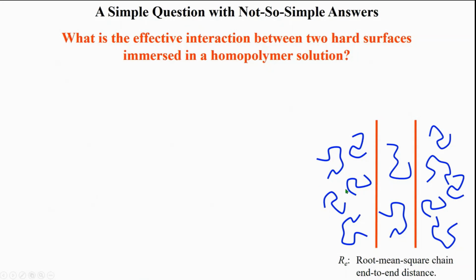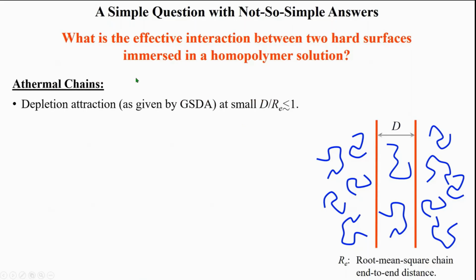bulk polymer solution. To make the problem even simpler, let's first consider athermal chains, so that the energy does not play a role here. Of course, a crucial difference between polymers and small molecules is the chain conformational entropy, which means that chains do not want to go into the confined space. We therefore have the well-known depletion attraction between the two surfaces.